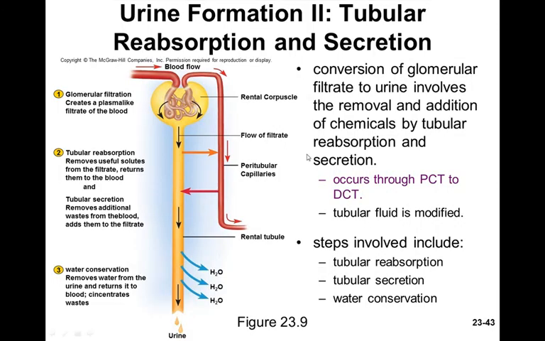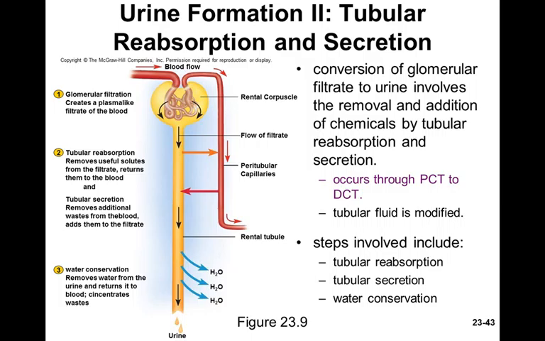Okay, we're going to pick up with Chapter 23, Lecture Video C. We're going to pick up with the second part of urine formation. This is the tubular reabsorption and secretion. Okay, so basically what we're doing here is we're going to convert the glomerular filtrate to urine.